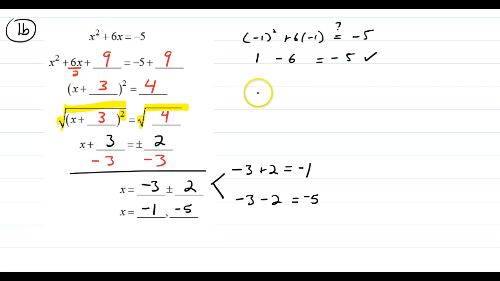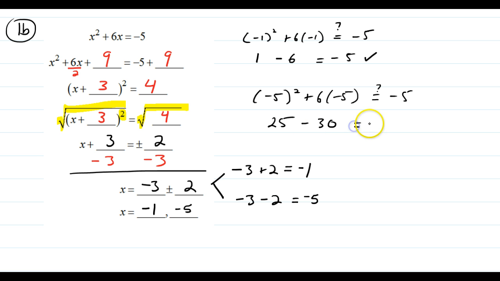If we try the other one, negative 5 squared plus 6 times negative 5, and see if that equals negative 5. So negative 5 squared is 25. 6 times negative 5 is negative 30. 25 minus 30 does equal negative 5. So we found both solutions to this problem.